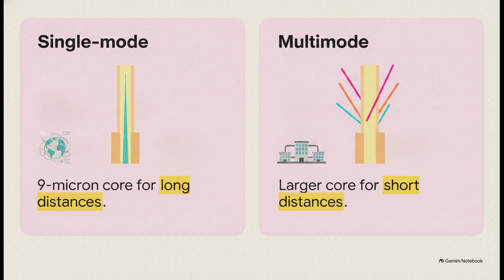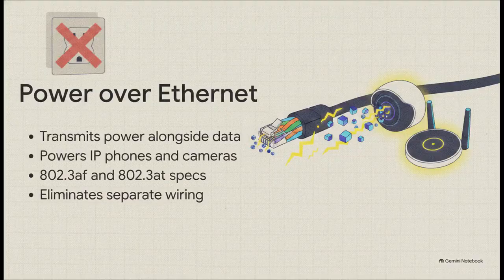Multi-mode fiber, on the other hand, has a much larger, looser 50 or 62.5 micron core. This lets multiple light particles bounce down the glass. But because those particles scatter and then have to be reassembled at the receiving end, multi-mode is strictly limited to much shorter network distances.